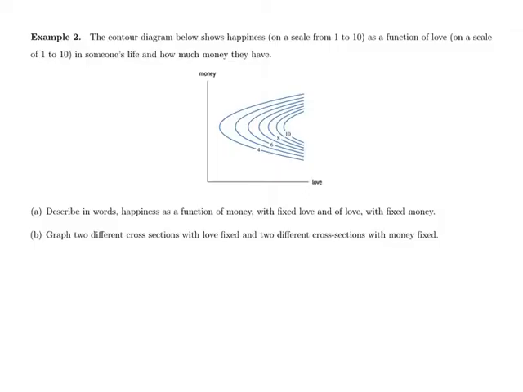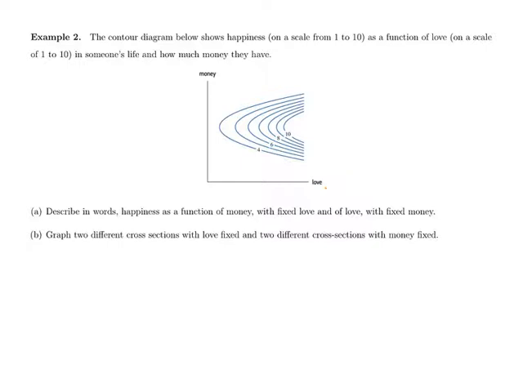All right, let's look at another example. This is going to be completely different from that one. So this contour diagram shows happiness, that's going to be the actual function itself, on a scale from 1 to 10, as a function of love on a scale of 1 to 10 in someone's life. So this is love from a scale of 1 to 10, and then money in some kind of scale. So the idea is that if you have a certain amount of love in your life and a certain amount of money, you have a certain amount of happiness corresponding to that.